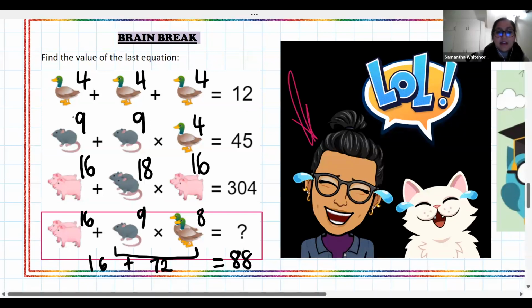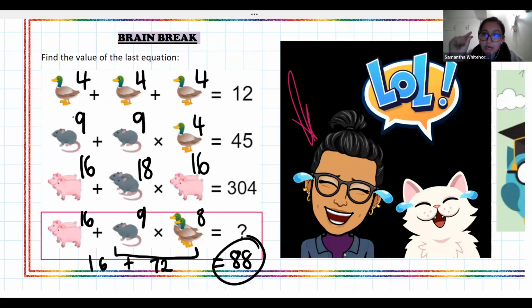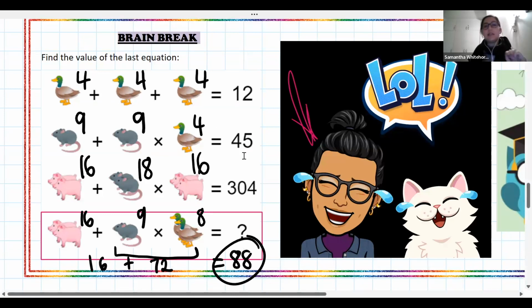Excellent. Well done. And guys, very important in English: there was Lwandle's last working out there. We do multiplication first. Multiplication, BODMAS, comes first. So we needed to do the 9 times 8 first and then the plus 16. Very nicely explained, Lwandle. Thank you. Well done. I know you've already muted yourself, but thank you. We appreciate you. Right, so guys, that's how you do the brain break.